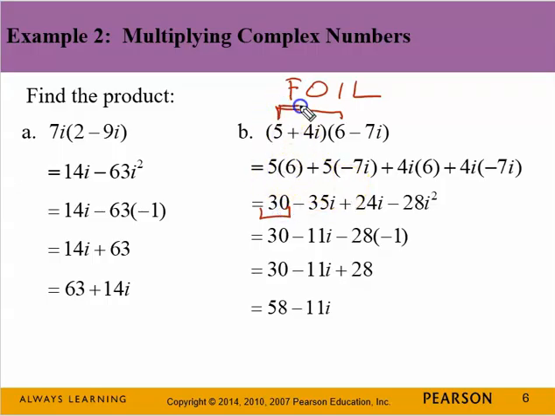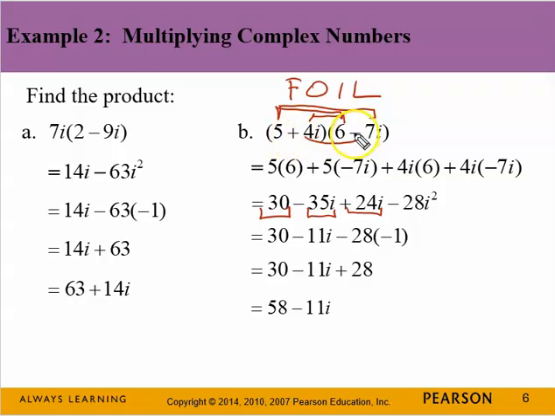Now your outers give you a negative 5 times 7, which is a negative 35i for the outers. The inners now, 4i times 6 is a positive 24i. And the last now is a little tricky, so you have to be careful.